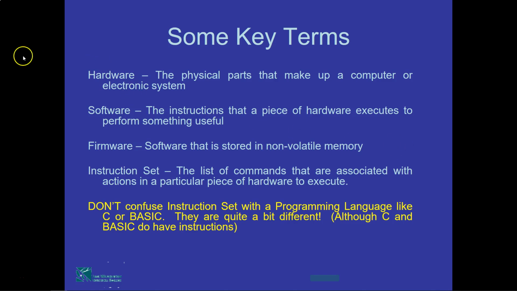So these are some of the key terms which are mentioned here, and you might be familiar with some of them. For example, the hardware, which is the physical parts that make up a computer or electronic system. So in your electronics lab, you most of the time deal with the hardware parts in any lab experiments. That's your hardware part when you deal with wires and connecting them together and following some schematic.